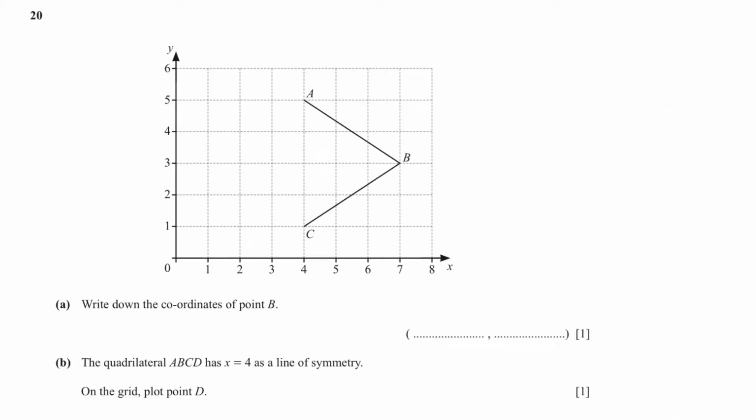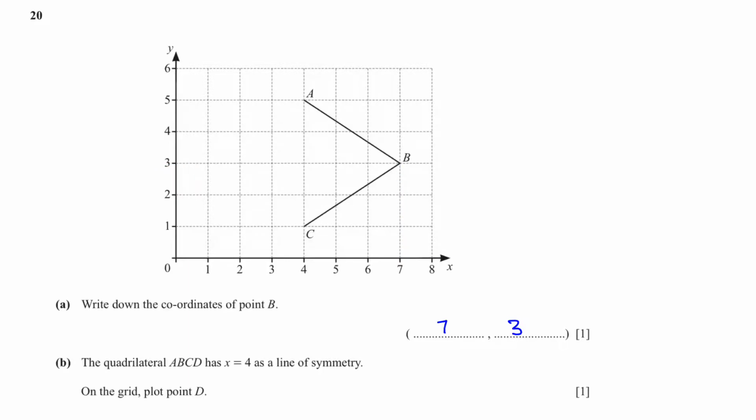Question number 20. Write down the coordinates of point P. When we are writing the coordinates of a point, we first look at the x-axis. So here P is 7, correct? So your x is 7. Then we look at the y-axis. So go up from here and check out which point this is, 3. So it is 7 and 3.